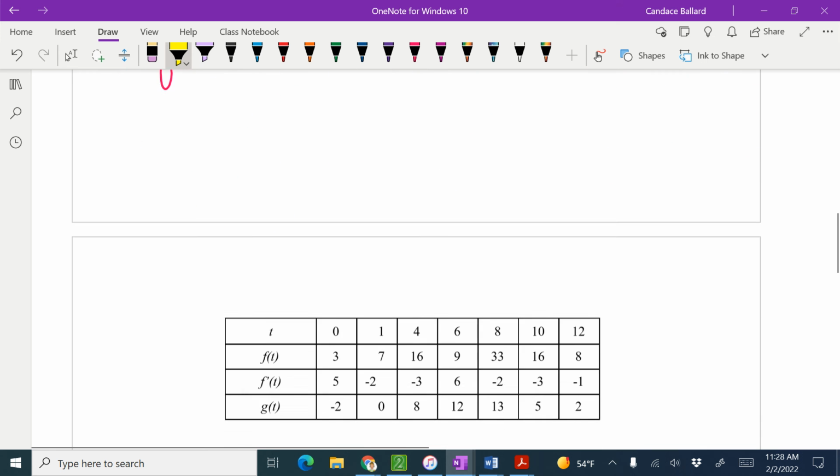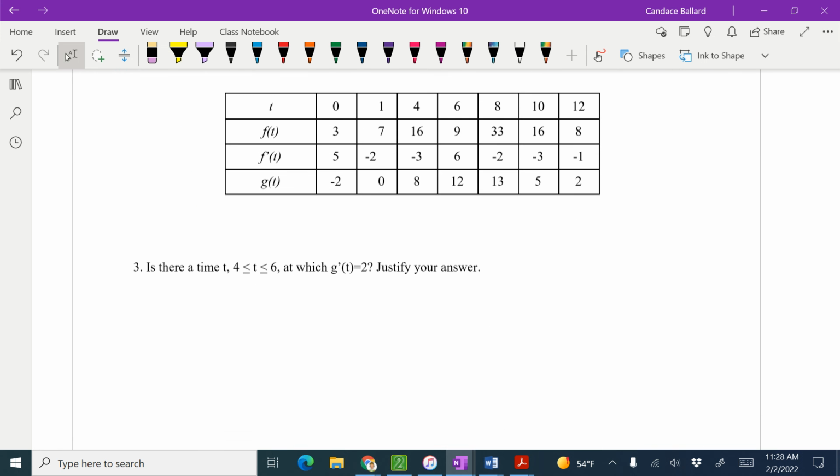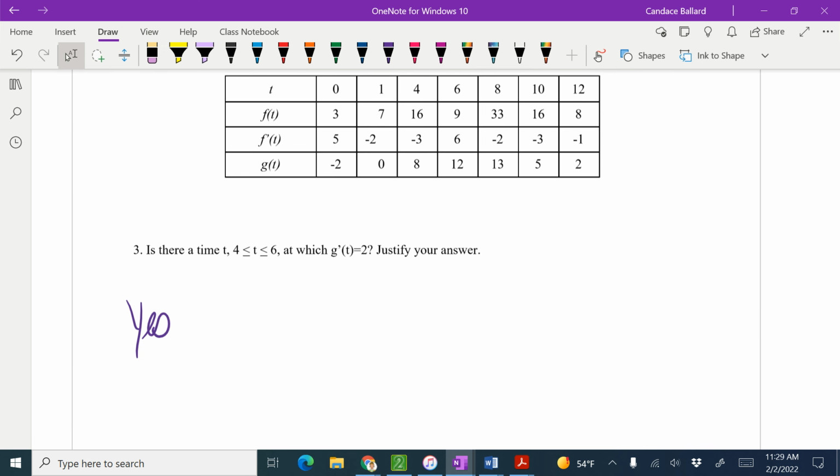Okay. All right, let's take a look at number 3 here. It asks, is there a time t between 4 and 6 at which g prime of t equals 2? Justify your answer. What's the answer? Yes, there is. We can write that in right to begin with, right? So it's definitely yes. But I need to figure out what theorem I am working with here. So I write down IVT, MVT, Rolle's.